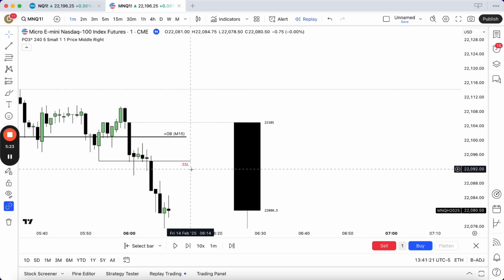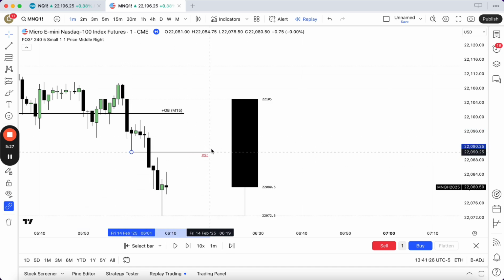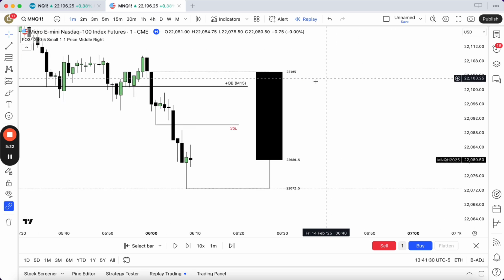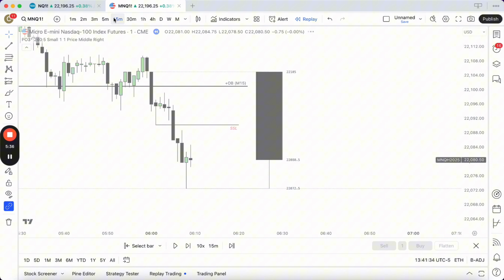Okay. At this point, guys, we swept liquidity. I'm assuming we have SMT with ES. I don't know how to check it on the replay feature for ES, but we're deep in that order block. Let me just check on a 15-minute time frame what's going on.